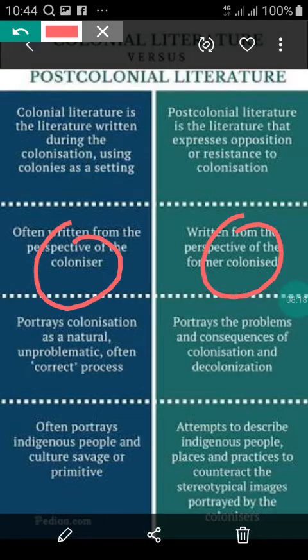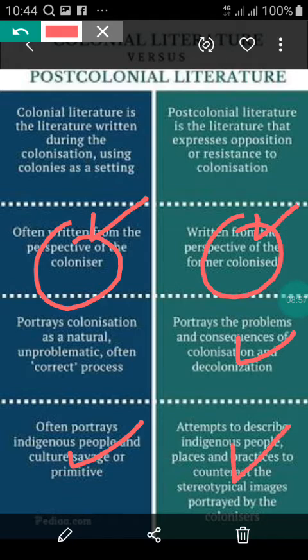So nations were colonized; there were the colonizers, and there were the colonized. The people were colonized, repressed and subjugated, and now they are given their voice. Colonial literature portrays colonization as a natural, unproblematic and correct process. It often portrays indigenous peoples and cultures as primitive. So here they attempt to describe the indigenous peoples, places and practices to counter the stereotypical image portrayed by the colonizers.